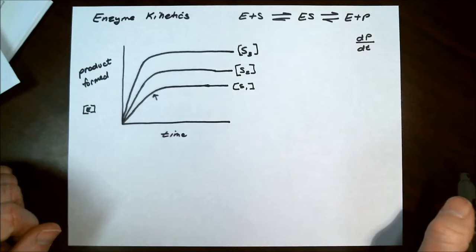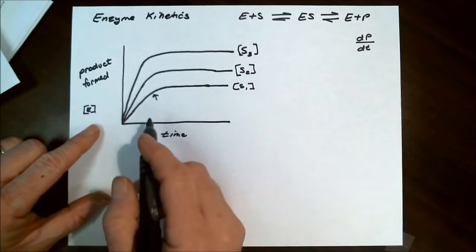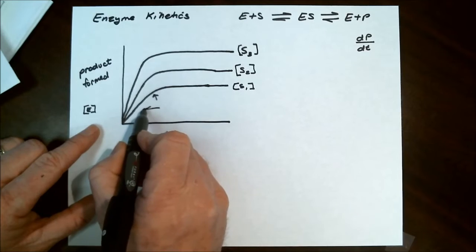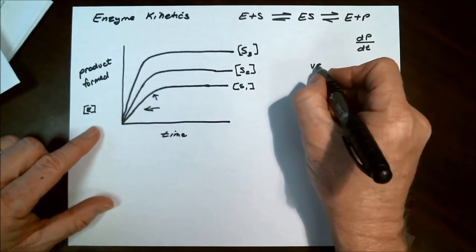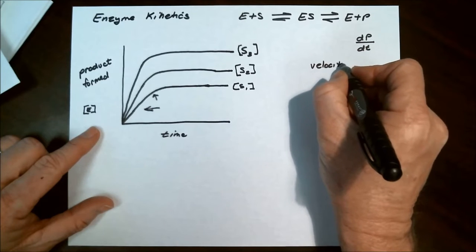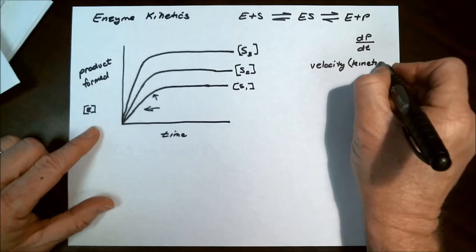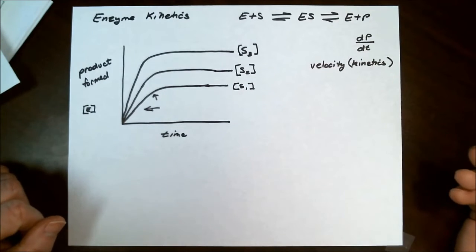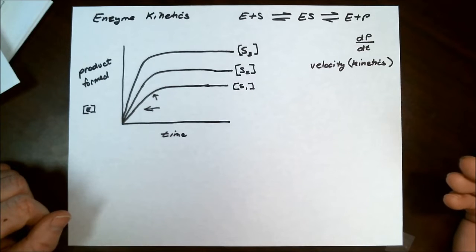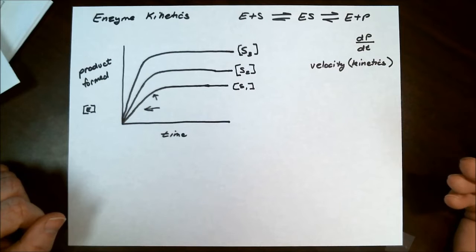Now, what can we do with this data? The important part of this data is down in this region. Because if we're interested in the velocity, the kinetics of enzyme activity, we're interested in the speed, the rate of the enzyme's ability to convert substrate to product.